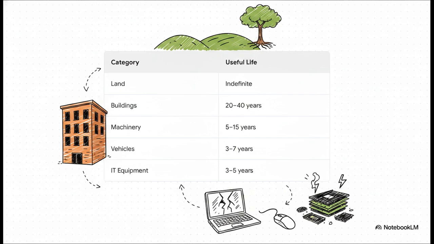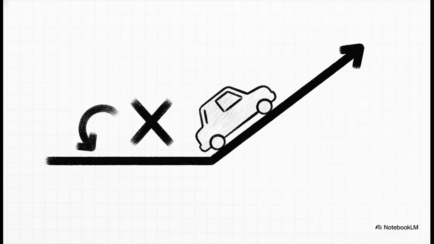Computer and IT equipment has a remarkably short life of just 3 to 5 years. Why so short? Because of swift technological obsolescence. Your useful life estimate must always match the underlying economic reality of the asset. But what happens when reality shifts and that crystal ball gets a little blurry?